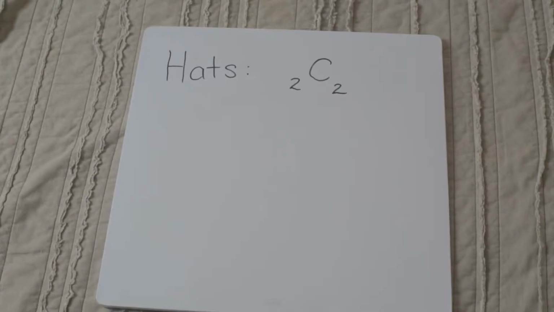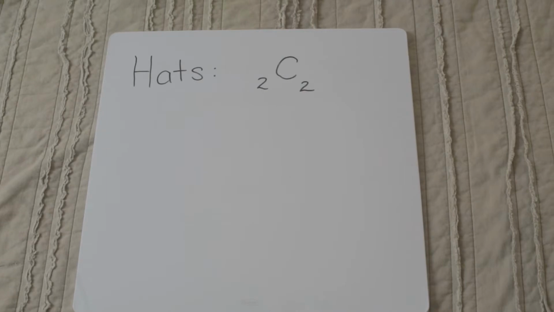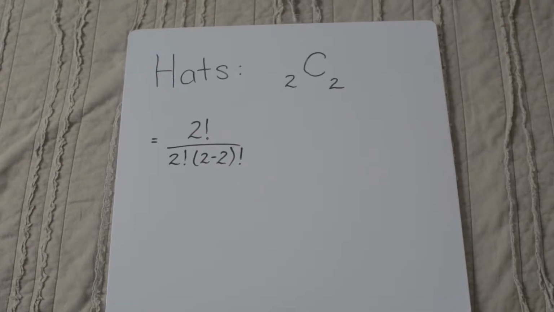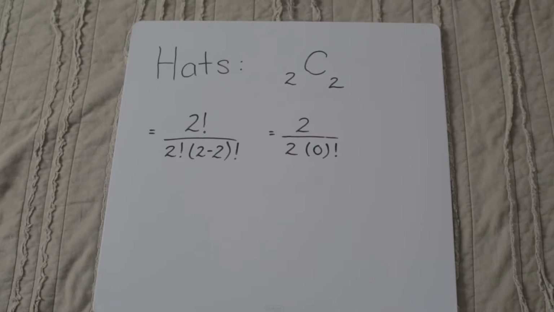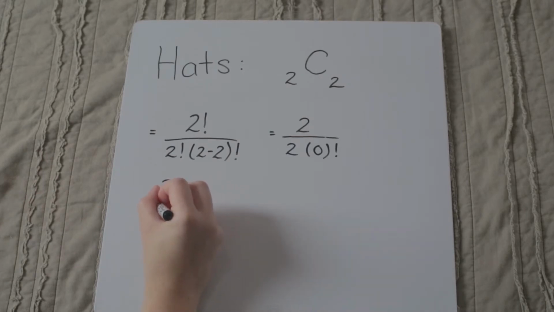So for the hats, Pierre has 2 hats and he needs to choose 2. So we write that as 2C2, or 2 choose 2. And when we plug these numbers into our formula, we get 2 factorial divided by 2 factorial times (2 minus 2) factorial. And we can calculate this out.